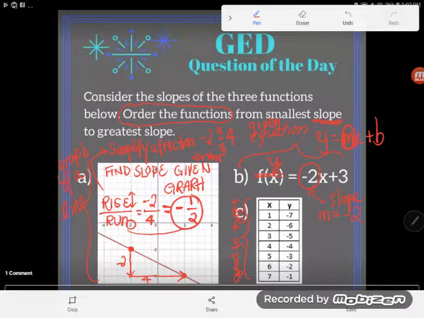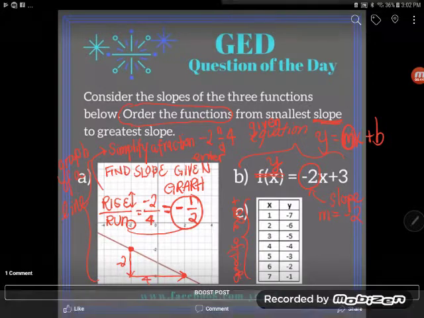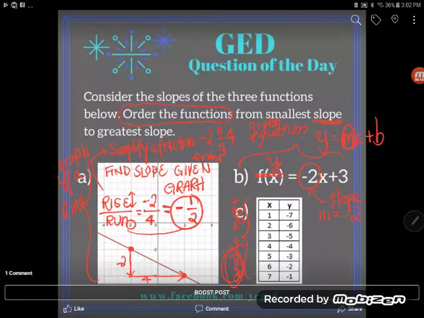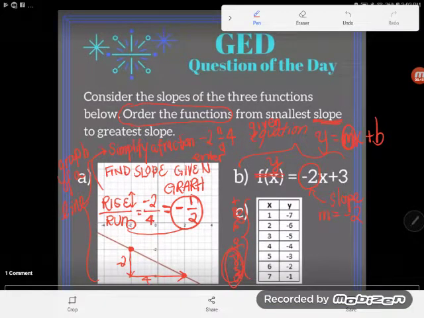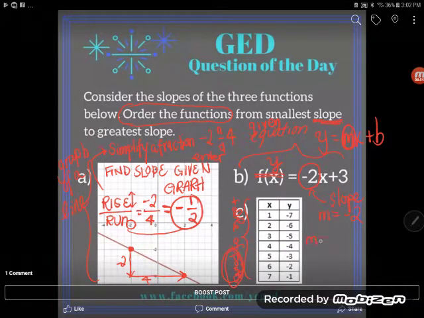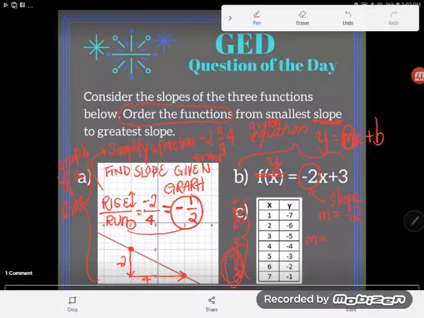Now C is a little different. They've given me a table of points. If you want to find slope when given a table of points, or when given points at all, it doesn't matter what form the points take, whether they're in a table or a set of points, or they just gave you 2 points. Anyway, if you want to find slope when given points, you probably want the slope formula. This is also on your GED formula sheet.